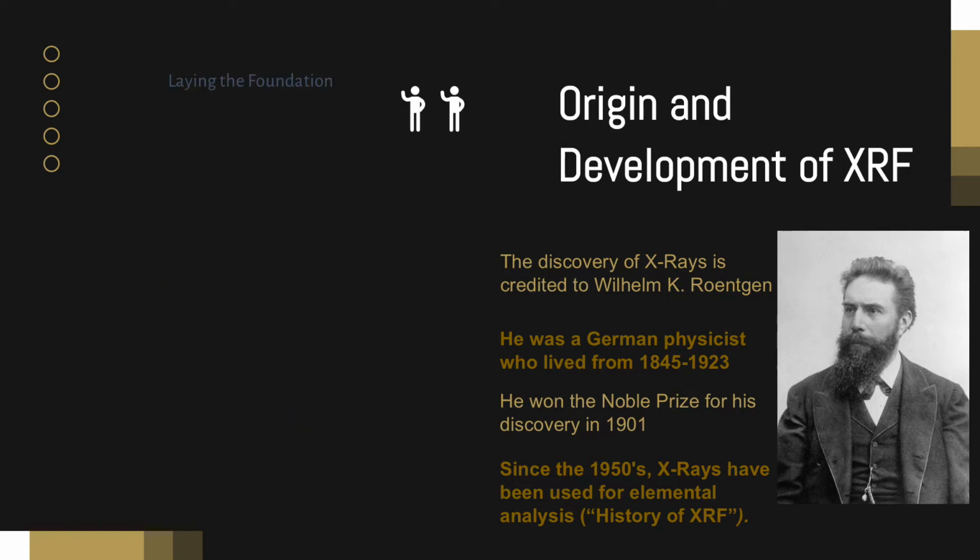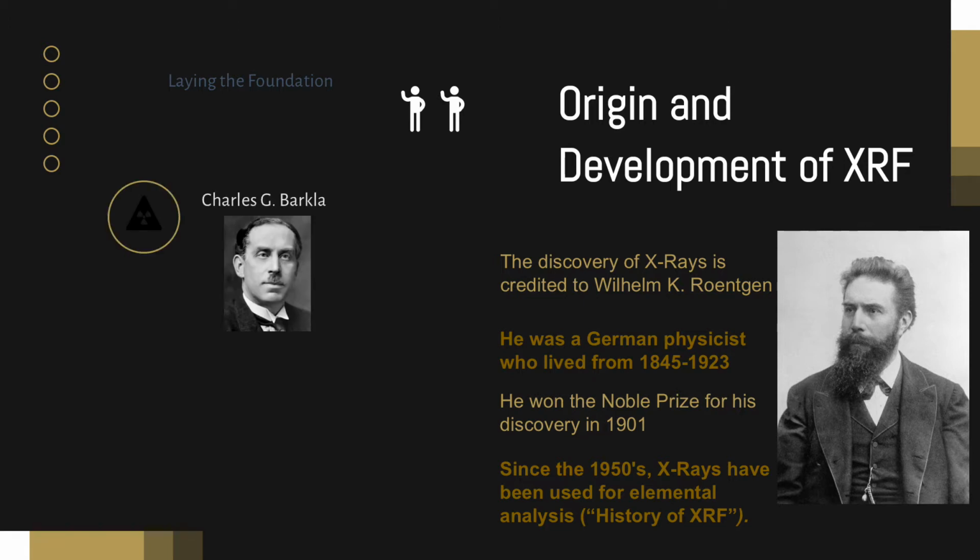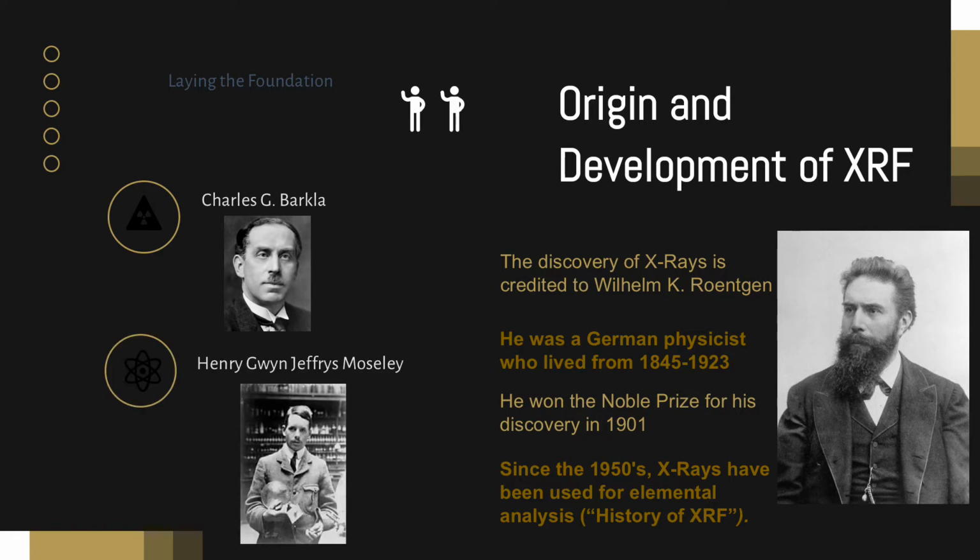Two key people who laid the foundation for X-ray fluorescence spectrometry and spectroscopy are Charles G. Barkla and Henry Gwyn Jeffreys Moseley. Charles G. Barkla discovered the connection between the atomic weight of a sample and its radiation of X-rays. Henry Gwyn Jeffreys Moseley, with the use of X-rays, took part in numbering the elements that we know of today, and observed the relationship between energy and atomic numbers.